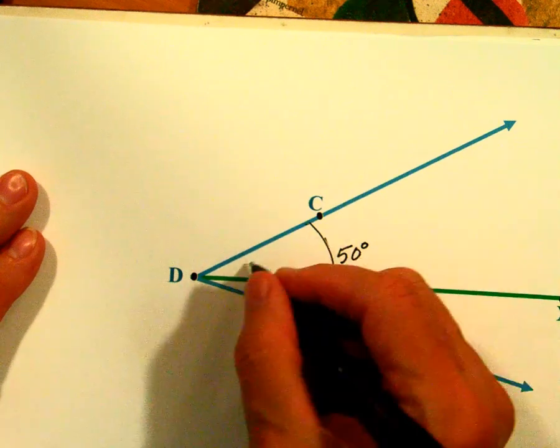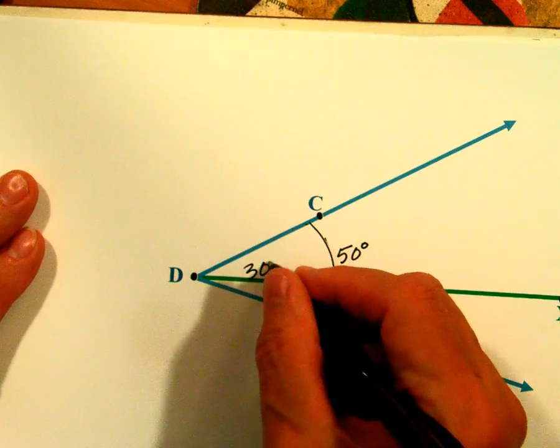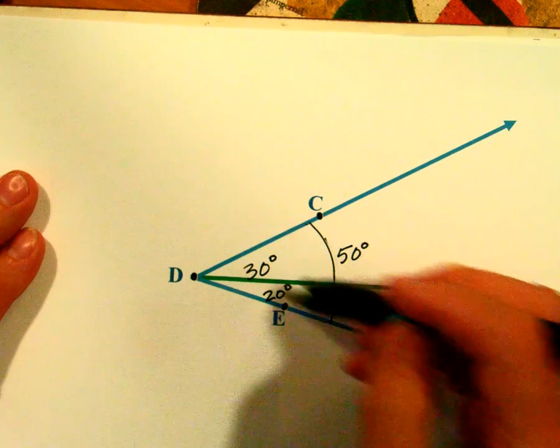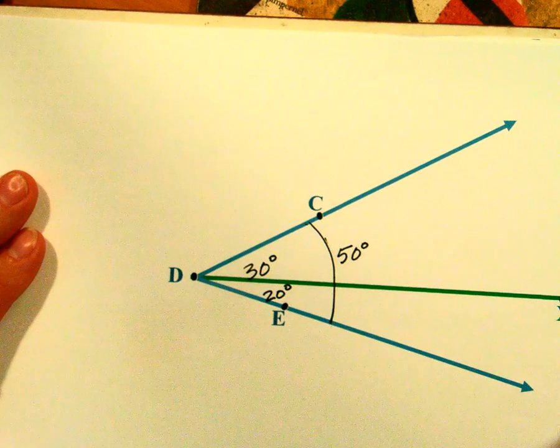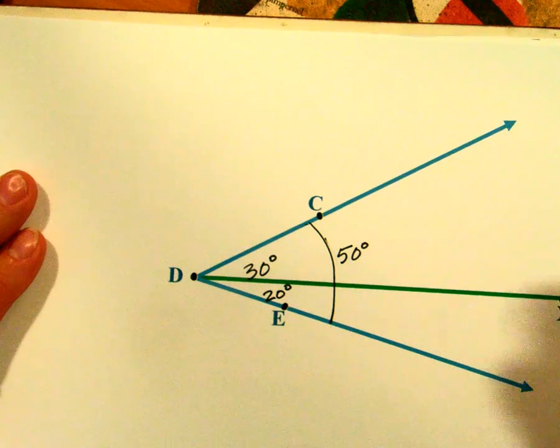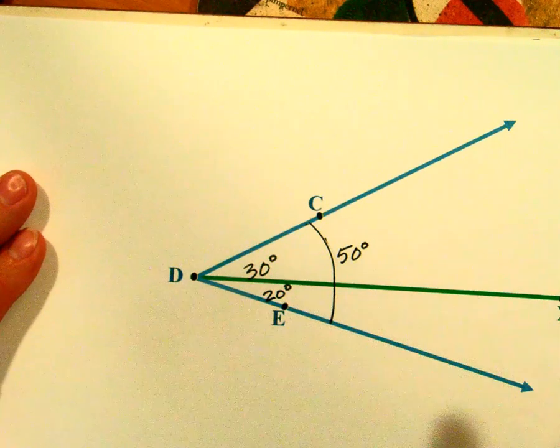If we look at it and we measure, we'll see that this is 30 degrees and this is 20 degrees. Now I'm not going to put those little angle marks right there because it would make it look like I was saying they're equal, and they're not. One's 20 and one's 30. So you'll get a feel of how to do that.